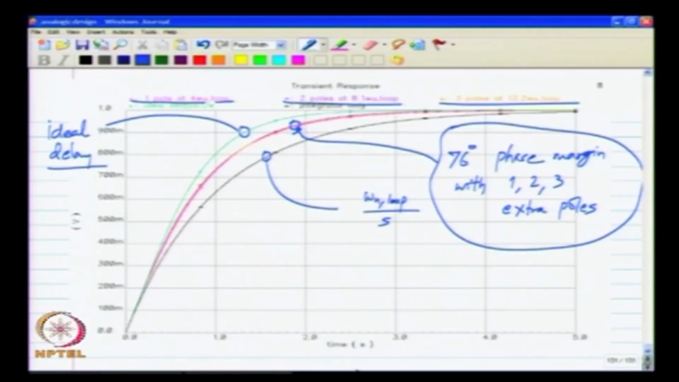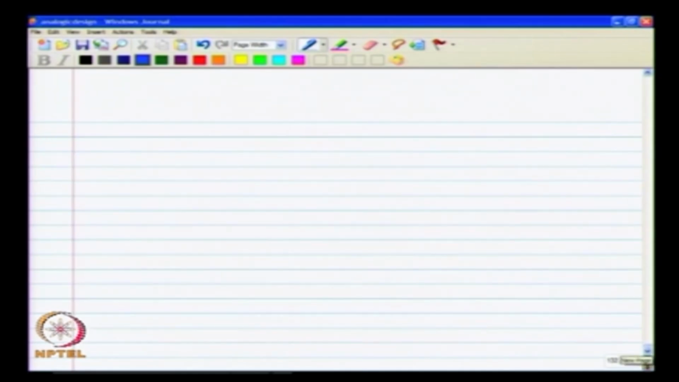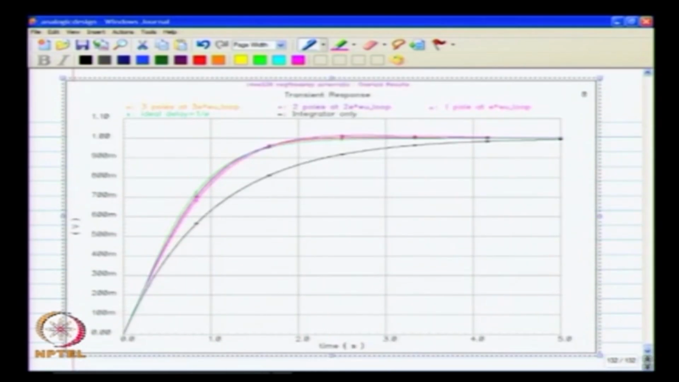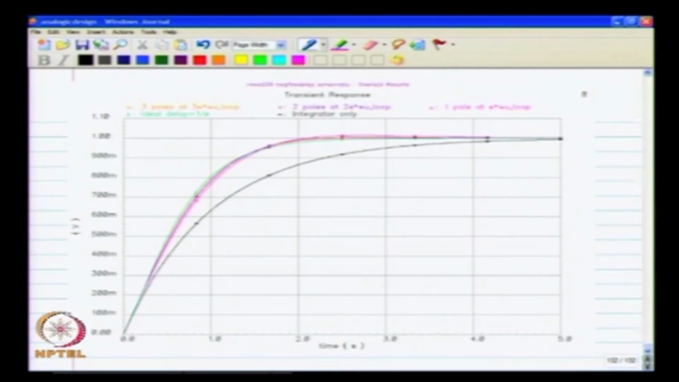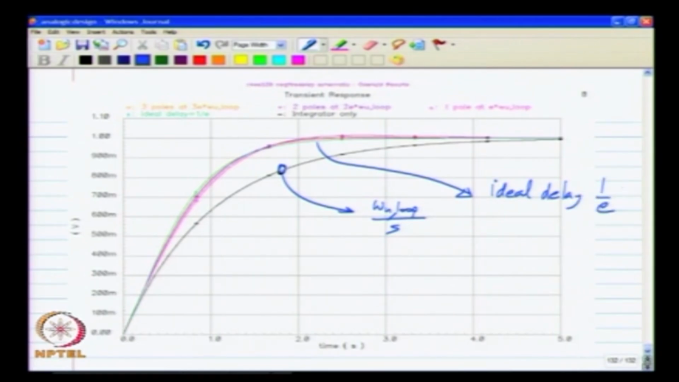We can do a similar exercise based on what we learned from the response with an ideal delay. Let me paste that here. Again, what I have shown is the first order, where the loop gain is simply omega u loop by S, and that follows the first order response, and the critically damped response is shown in green, with an ideal delay of 1 by E times 1 by omega u loop.